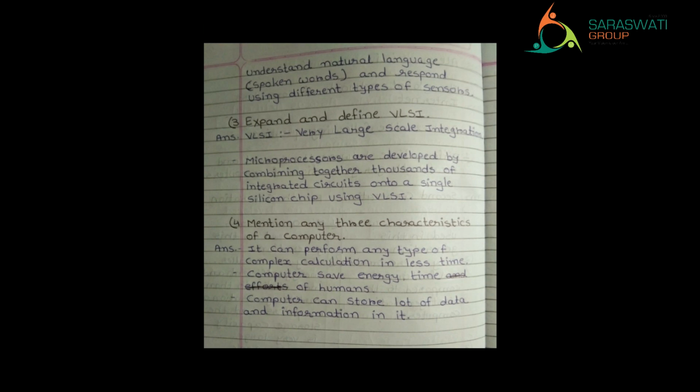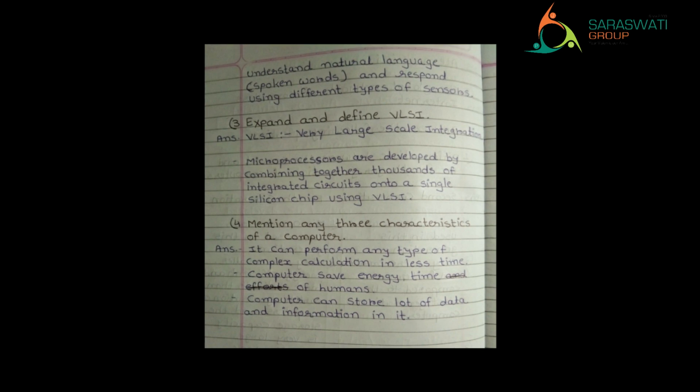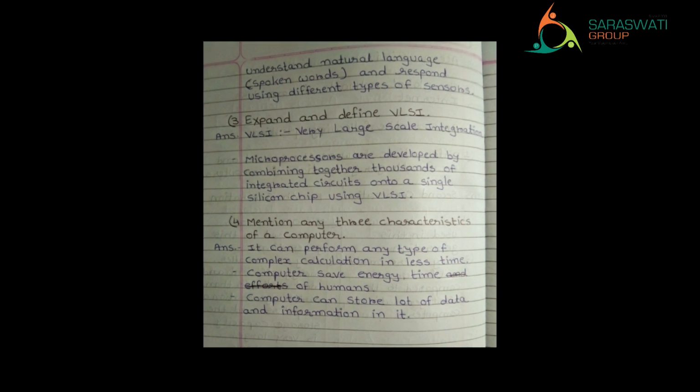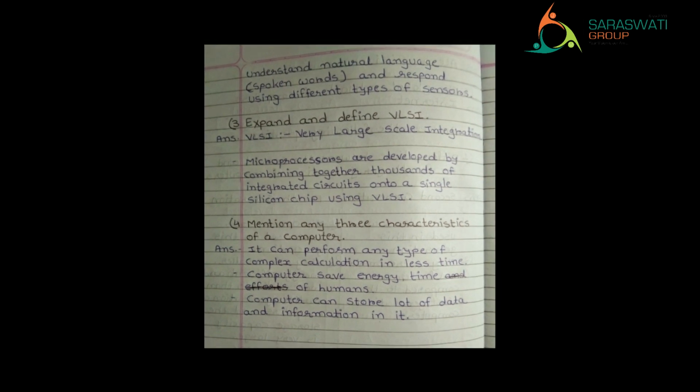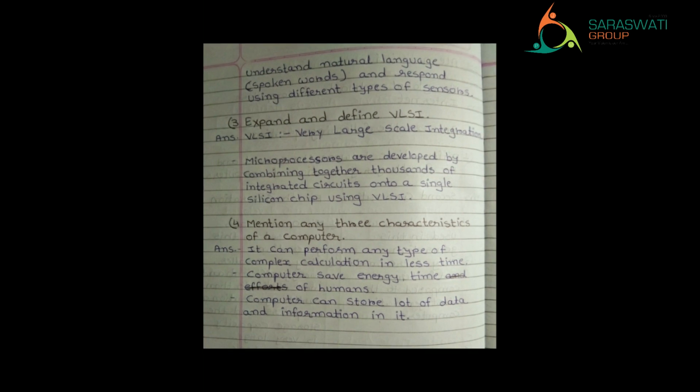What is that? Mention any three characteristics of a computer, right? We know that computers are useful in different ways just because they have the capacity to perform various tasks. So based on that we have to write its characteristics. It can perform any type of complex calculation in less time, right? If we start doing calculation manually on a piece of paper, we may take longer time, but the computer will perform this task in very less time. So it is one of its characteristics, right?